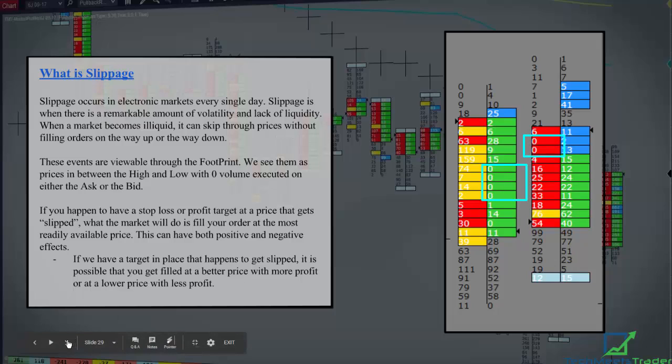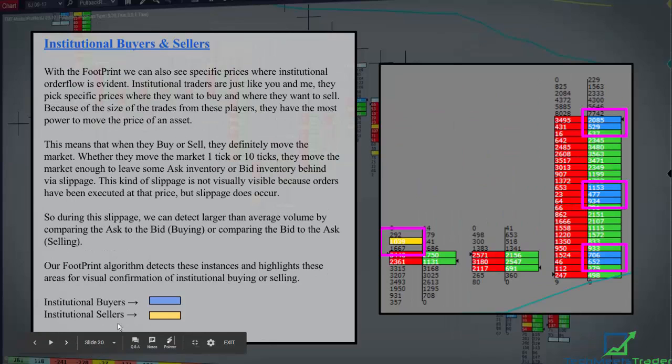Another great feature of our footprint algorithm is that we can detect institutional buyers and sellers. So with the footprint, we can also see specific prices where institutional order flow is evident. Institutional traders are just like you and me. They pick specific prices where they want to buy and where they want to sell. Because of the size of the trades from these players, they have the most power to move the price of an asset. This means that when they buy or sell, they definitely move the market.